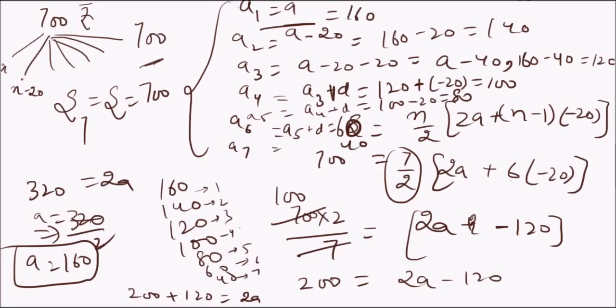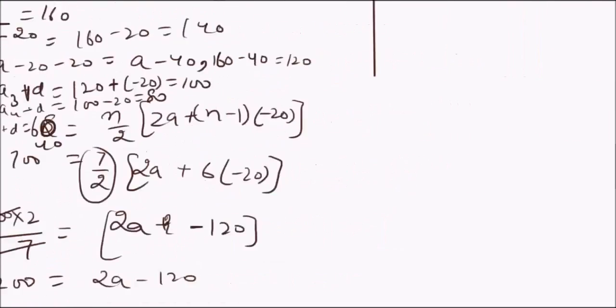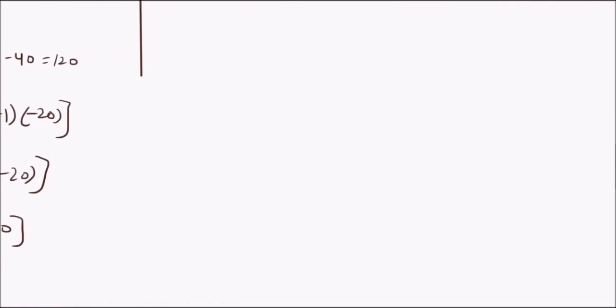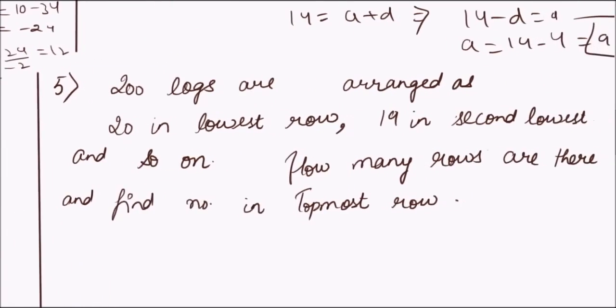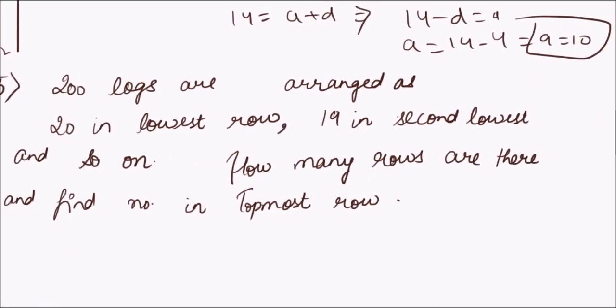So this was the question on cash prizes, distributing rupees 700 into different values. Let us move on to the last question on the sum of given terms of an AP. The question says 200 logs are there. Logs you can imagine as cylindrical pieces of wood, like this.